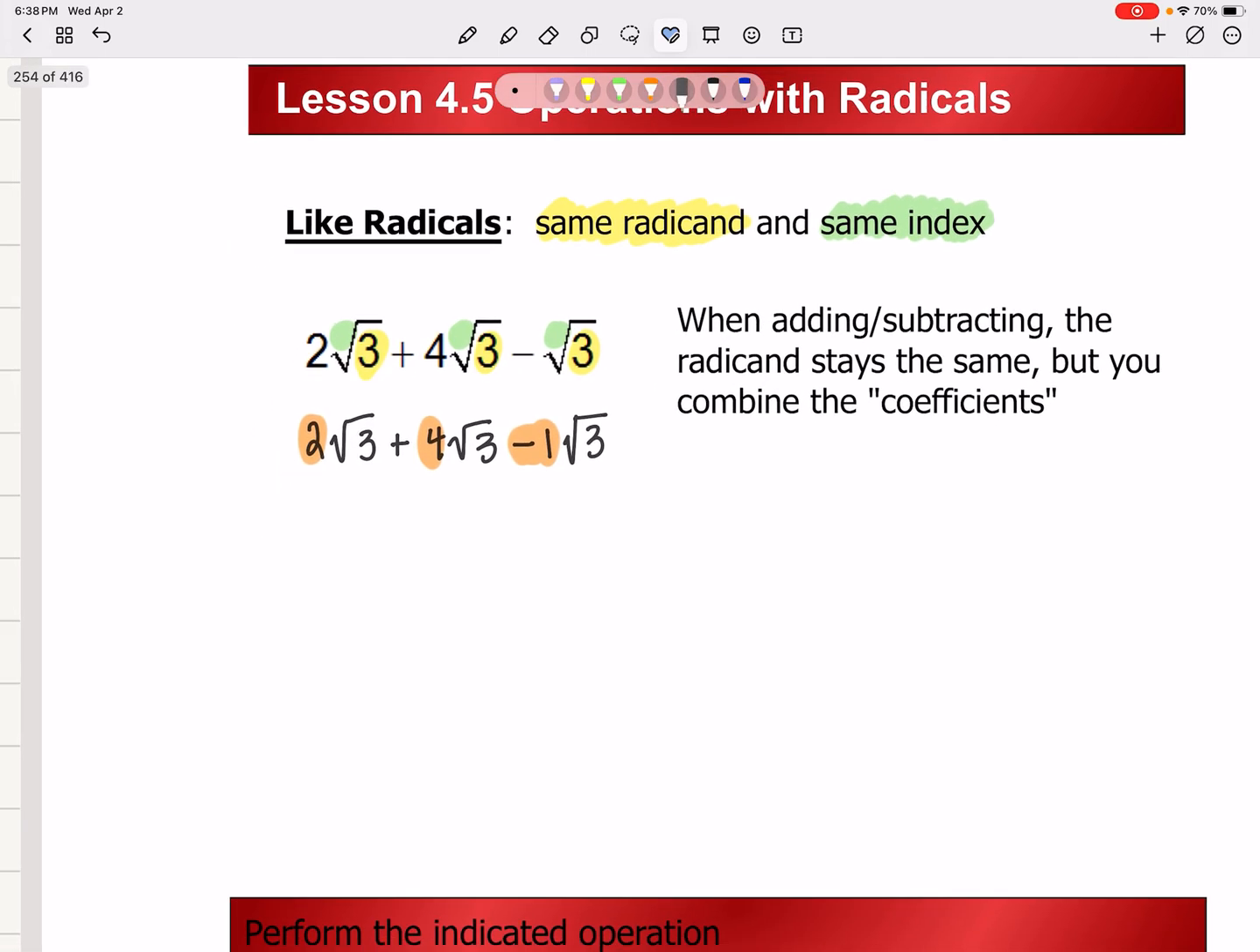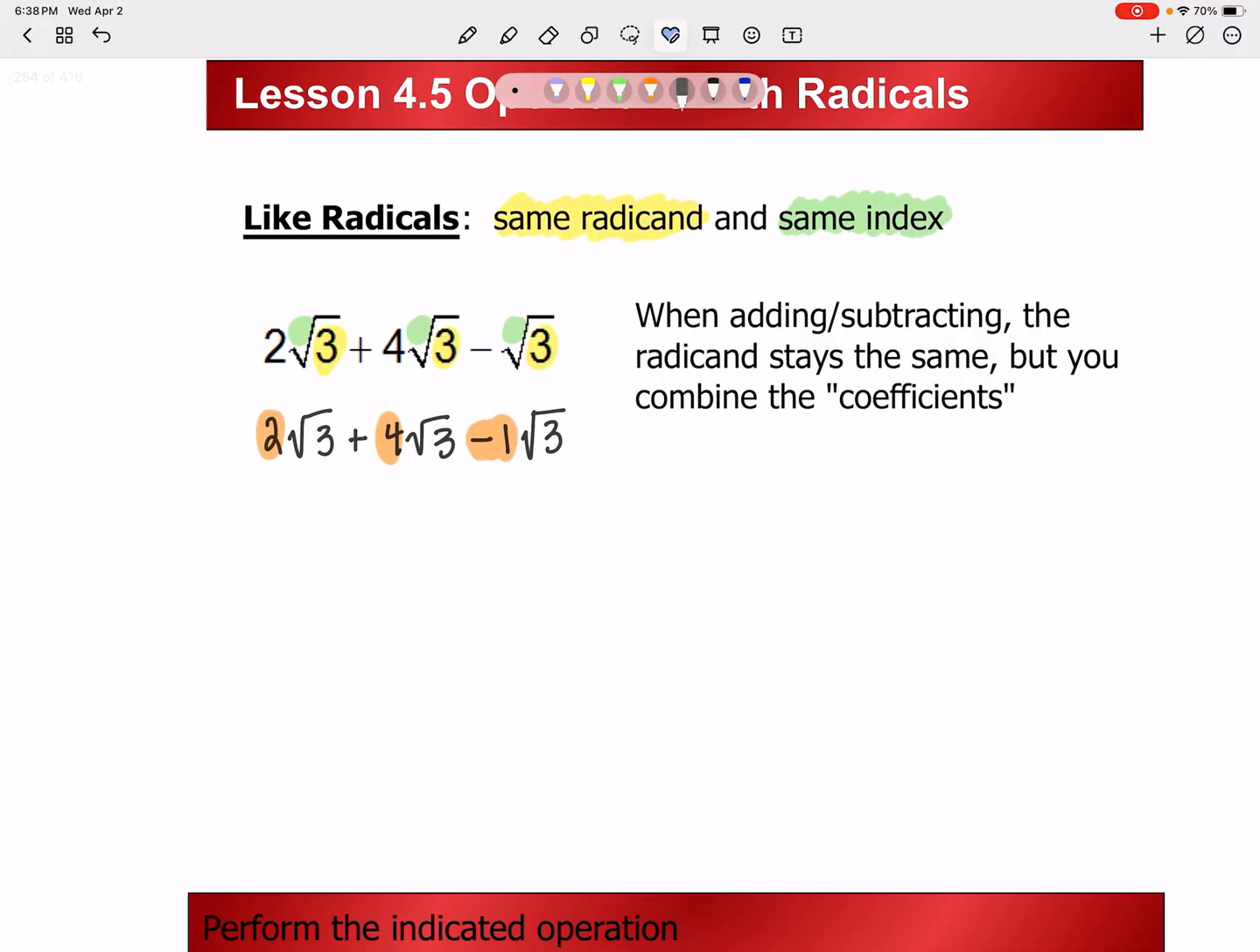So in this example, we have 2 times the square root of 3 plus 4 times the square root of 3 minus 1 times the square root of 3. Well, this would be 6 times the square root of 3. And then if we take away 1, that would be 5 times the square root of 3. So technically, we took 2 plus 4 minus 1, and then we kept that square root of 3. And that's how we get 5 times the square root of 3. It's very much like adding and subtracting like terms.